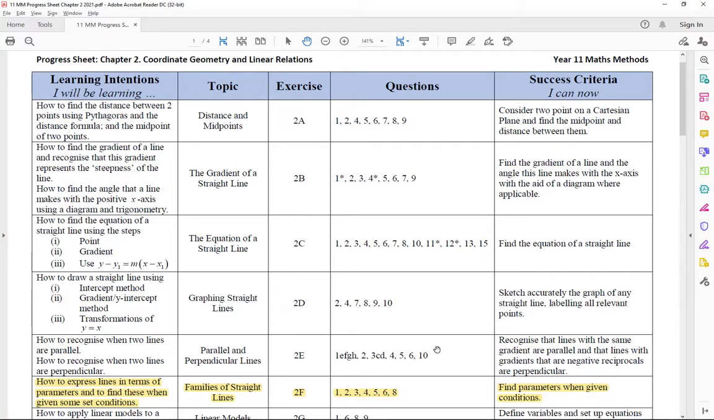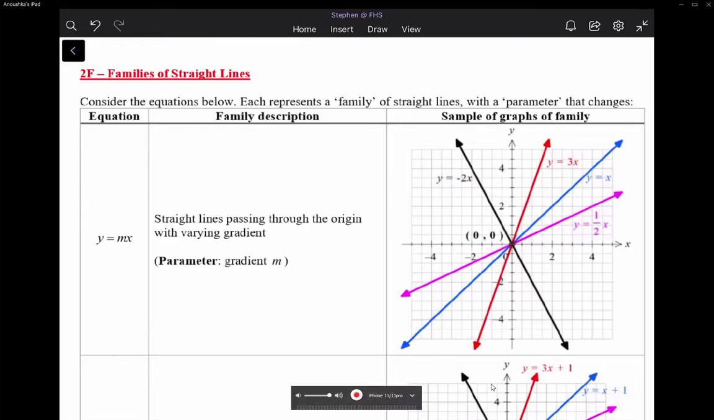Welcome to this video for Year 11 Maths Methods, Exercise 2F, where we're going to look at families of straight lines. Families of straight lines are simply collections of lines that share something in common, but also have things that change between lines. Those things are what we call parameters. So, let's have a look at what is involved in this particular exercise.